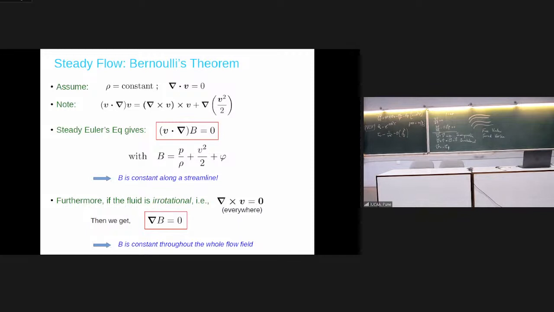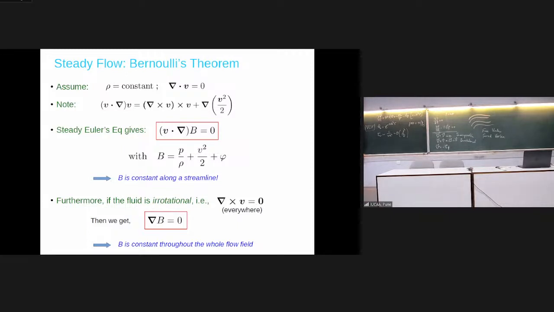Okay, but it can be a different constant at different streamlines. So it can have a distribution, but along a particular streamline, it's always a constant. Okay, that's the statement. It's a general truth, so long as some assumptions are made. Completely non-linear, right? Further, if the fluid is irrotational, that means curl of v is 0.